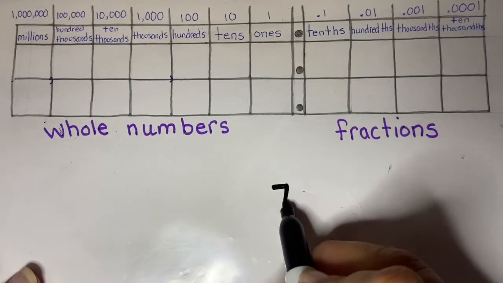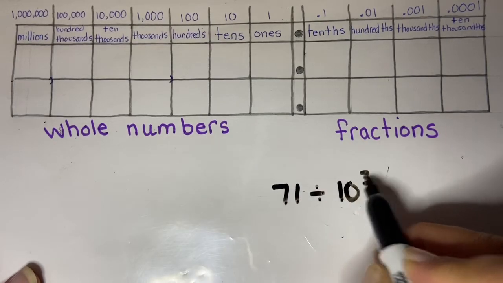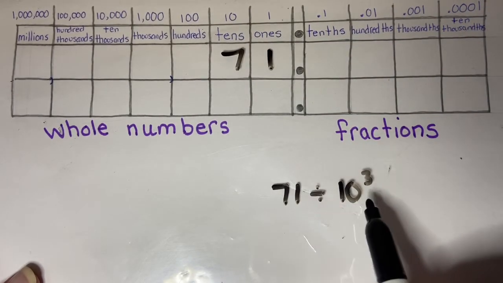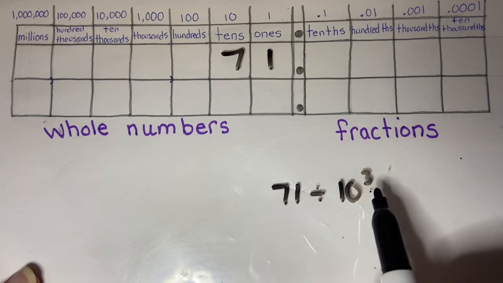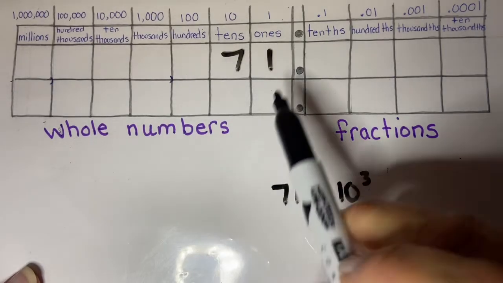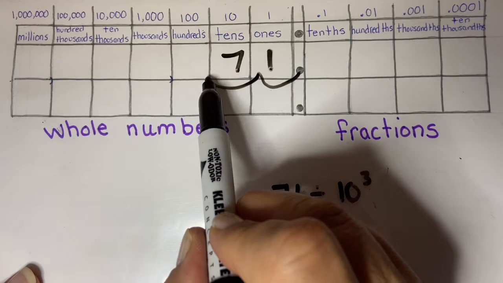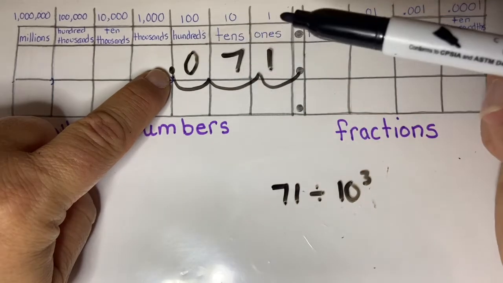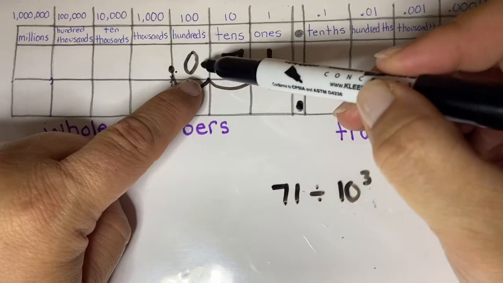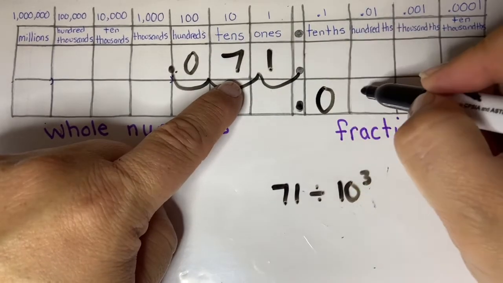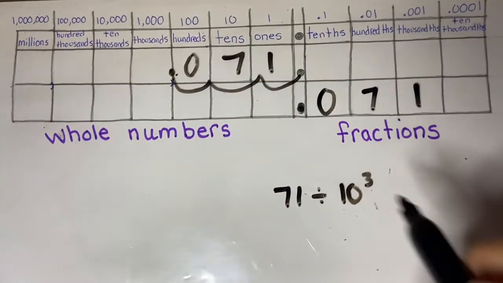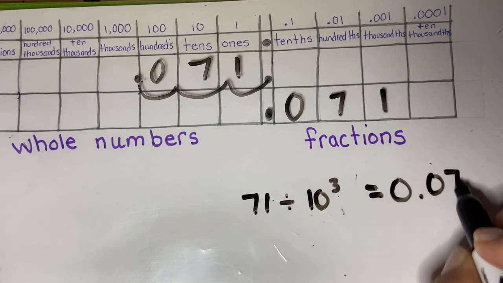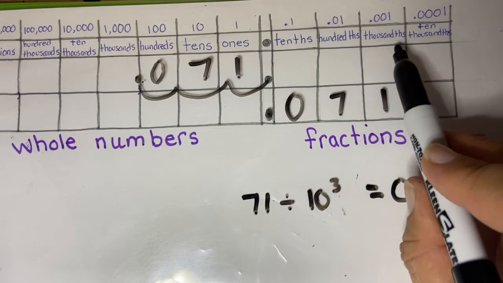What if I have 71 divided by 10 to the 3rd power? 71 divided by, the number gets smaller. I have to move 3 places because it's to the 3rd power. 1, 2, 3. So here's my new decimal. I have to plug a 0 in here. So 71 divided by 10 to the 3rd power is 71 thousandths.